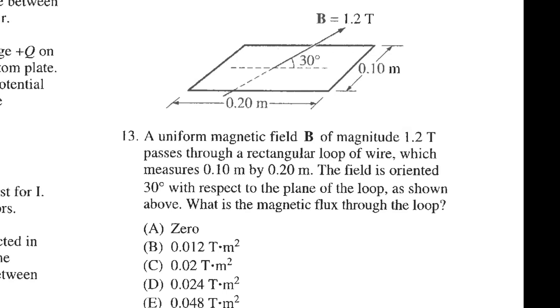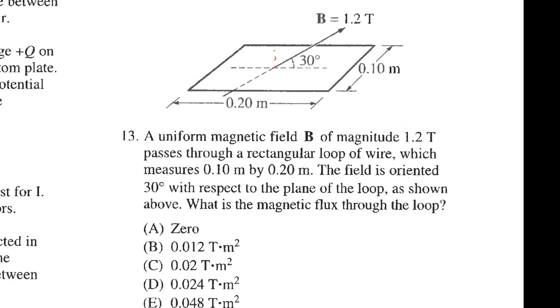A uniform magnetic field B of magnitude 1.2 Tesla passes through a rectangular loop of wire which measures 0.1 by 0.2 meters. The field is oriented 30 degrees with respect to the plane of the loop as shown. What is the magnetic flux through the loop? They gave us the wrong angle for measuring the flux.